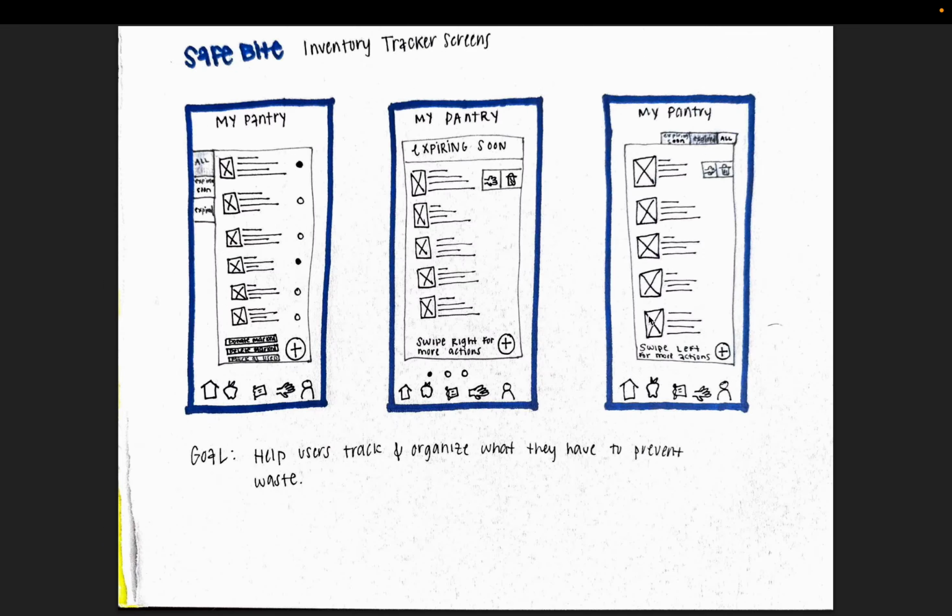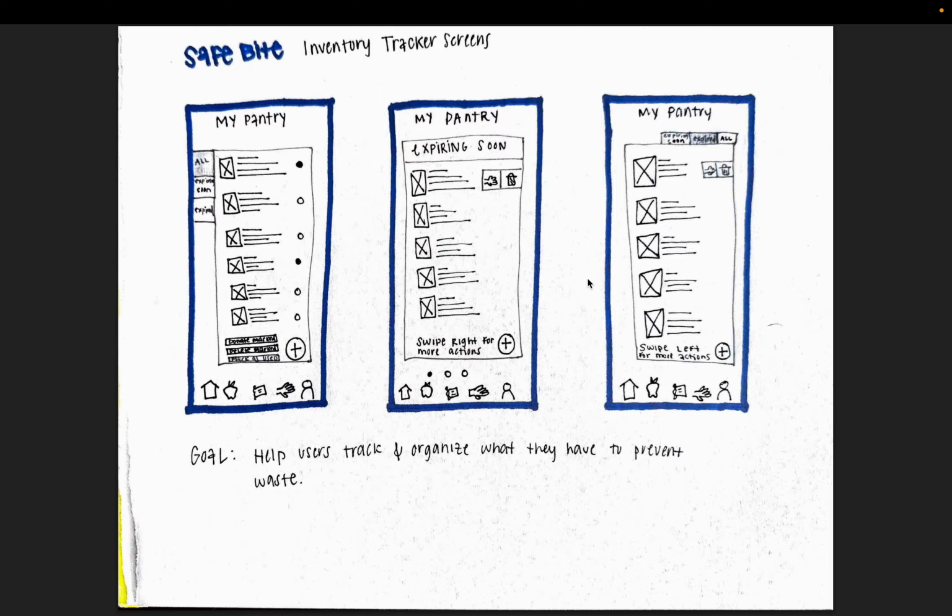For the inventory tracker screens, this is essentially what I'm calling your pantry. And I don't think I explained it before, but the menu icons: this is home, for your home dashboard. I did an apple for the pantry, so I plan on using some kind of food icon. This is a poorly drawn recipe book to take you to the recipe section, a hand outstretched for the community section, and then a little person icon for your profile section.